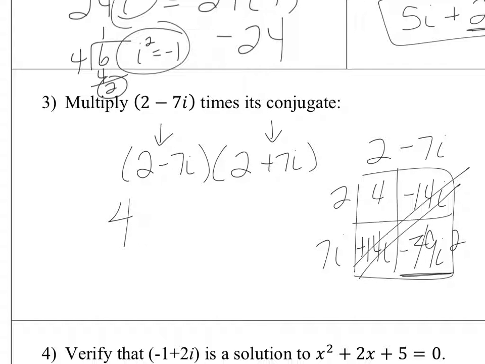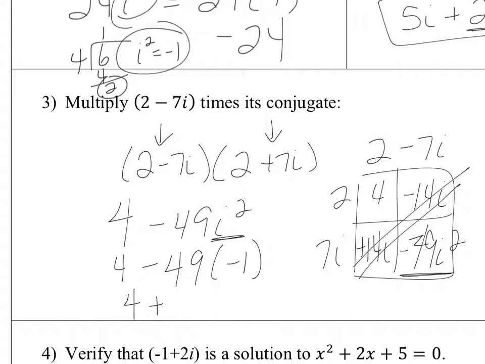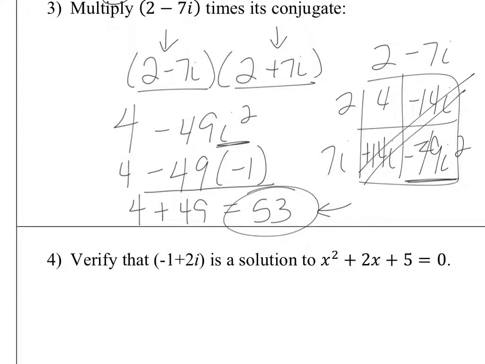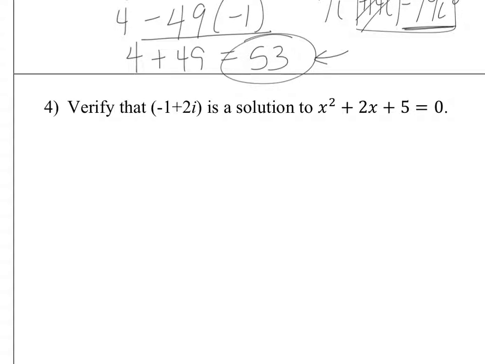And then this here is negative 49i squared. So remember, i squared is negative 1. So this becomes a 4 plus 49, because negative 49 times negative 1 is positive 49, so that's a 53. In the end, 53. So when you multiply anything by its conjugate, you lose the i. You lose your i. Okay?